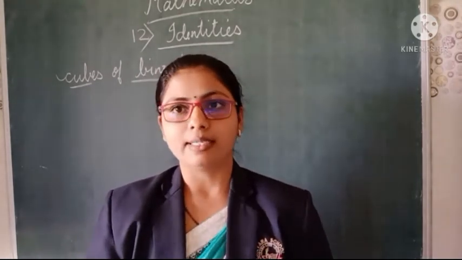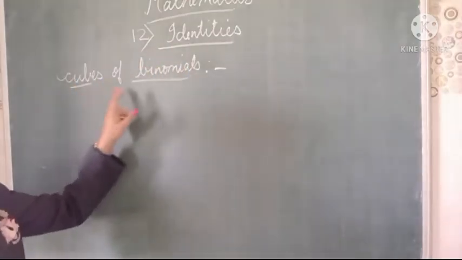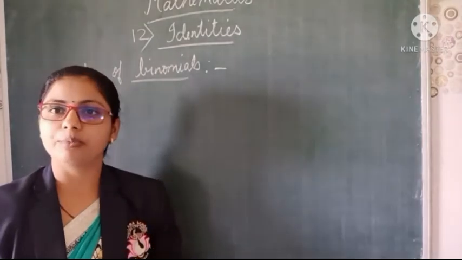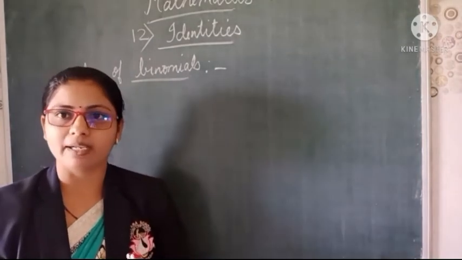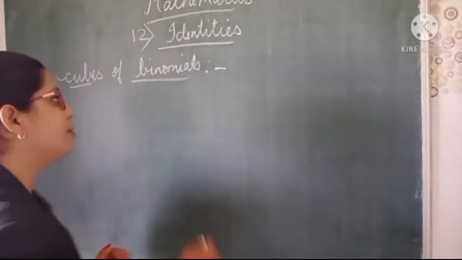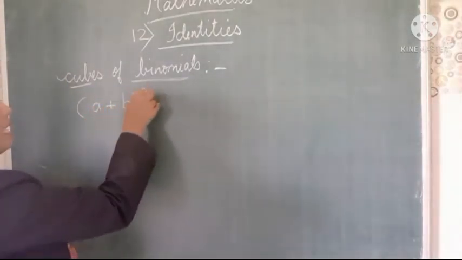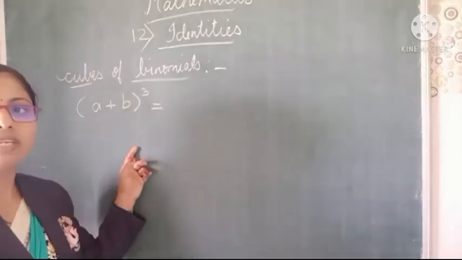Okay, so that is cubes of binomials. So how to find out the cube of the binomial? Till now we saw the square of the binomial. So now suppose it is given as (a + b) cube. How will we find it out?